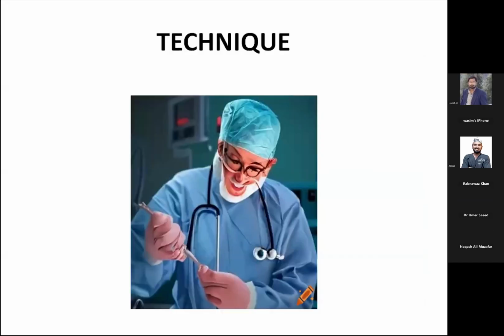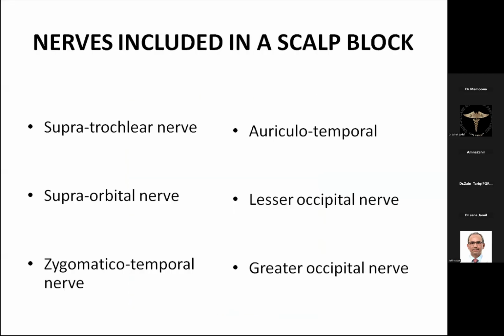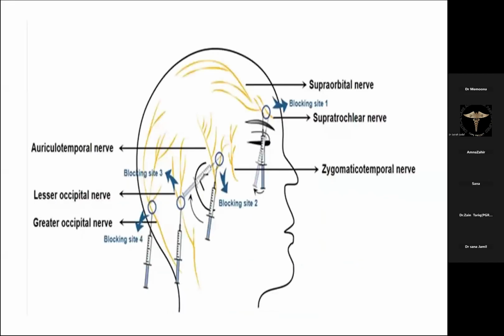Coming to the technique of the scalp block. The nerves included are 6 nerves which supply the main innervation to the scalp. Out of these, 2 nerves have already been discussed by Dr. Umar, although in the context of chronic pain, but the method to block these nerves is similar for a scalp block for a craniotomy. So I'm not going to discuss or repeat these. And we are going to tackle the remaining nerves one by one.